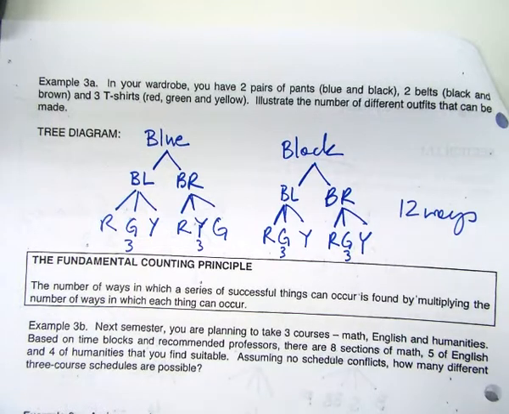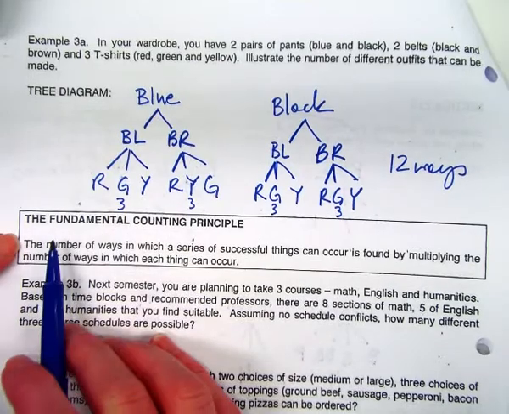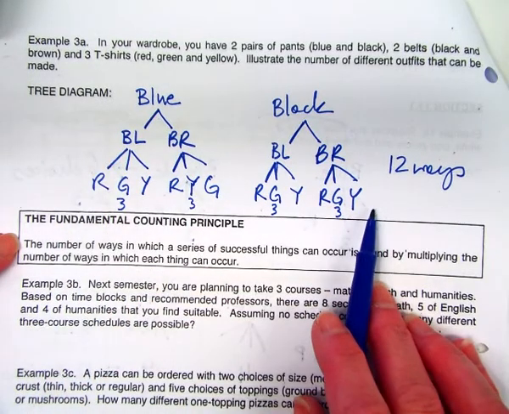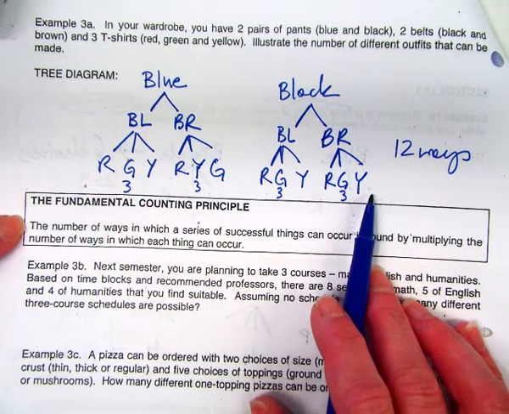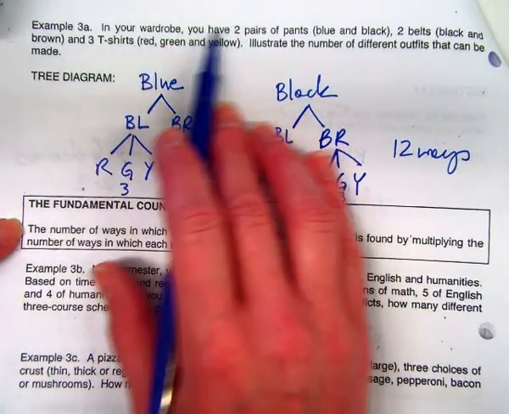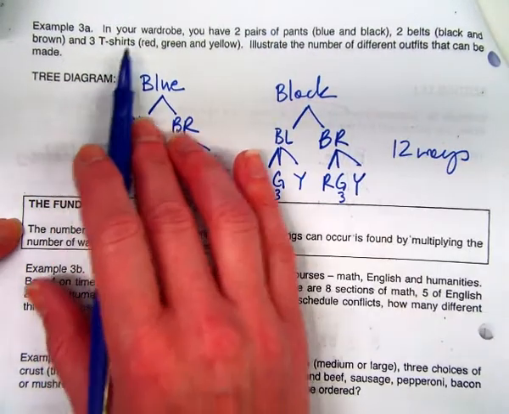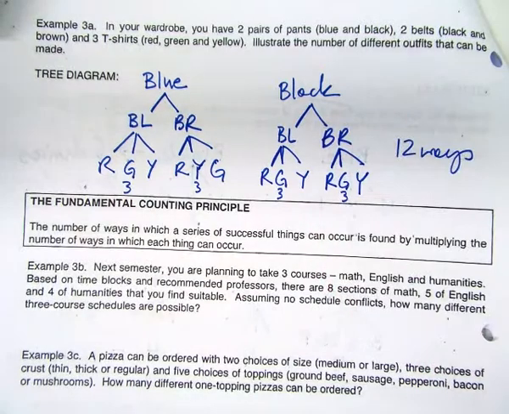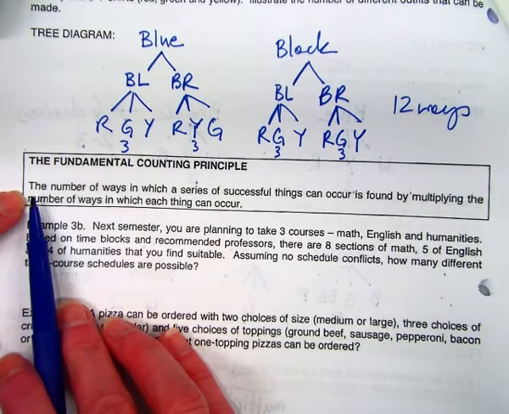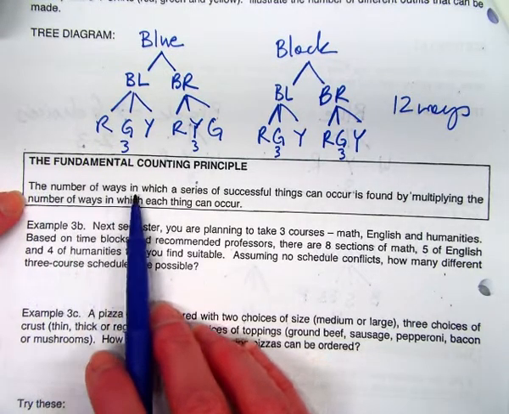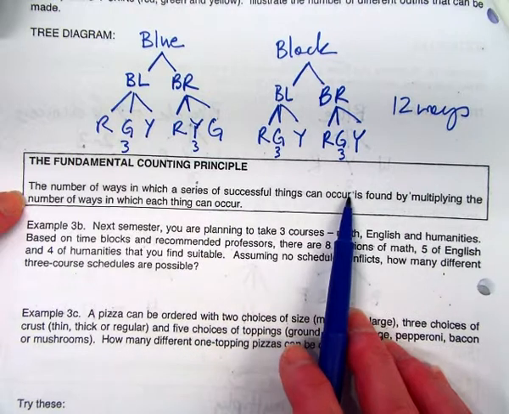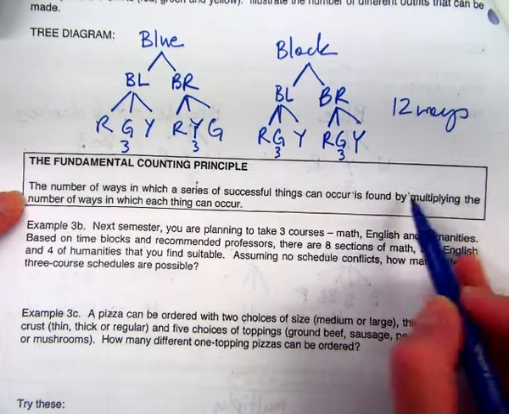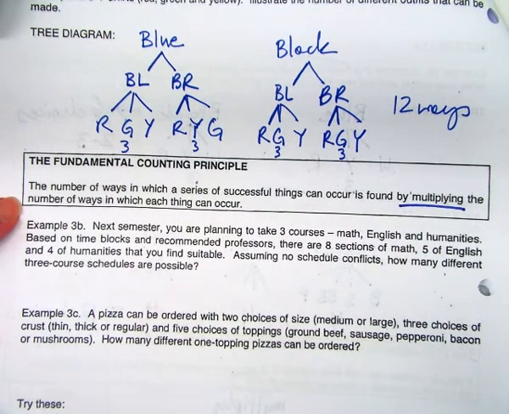So this is the fundamental counting principle, and it shows you how you would do this for any number of combinations, because it doesn't have to be just 2, 2, and 3. You could have many, many more items. And basically the idea is this, that you multiply. The number of ways in which a series of successive things can occur is found by multiplying the number of ways in which each thing can occur. Okay? So you're basically multiplying your possibilities.